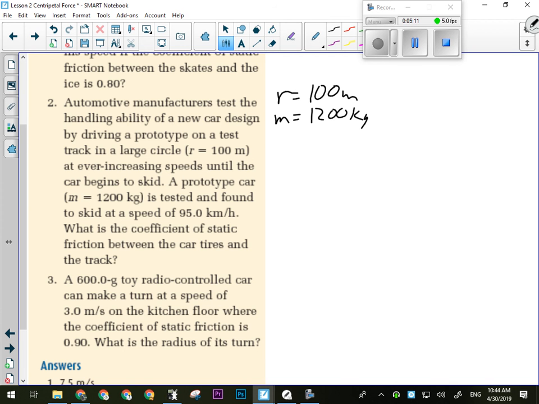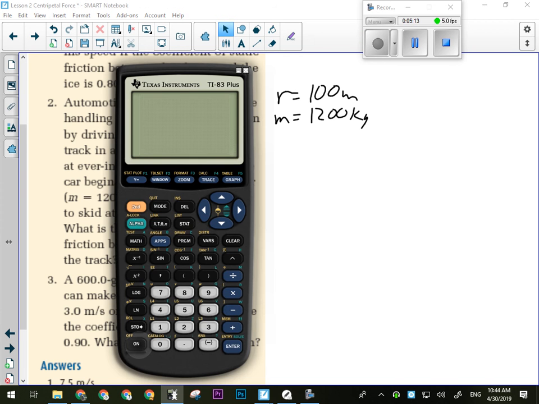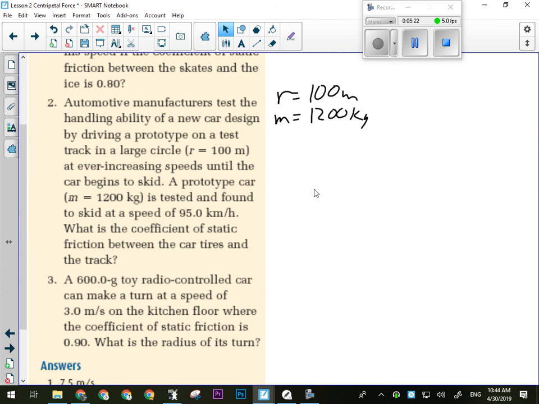Change it to meters per second. It's not going to work in there as 95, so I've got to go 95 divided by 3.6. So now I've got my speed in meters per second, 26.3 meters per second. Now I can find the coefficient of static friction between the tires and the track.